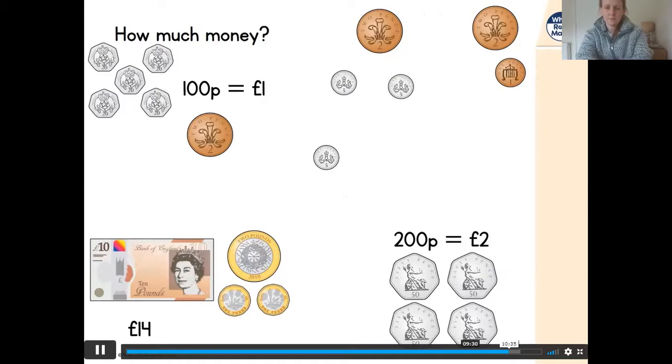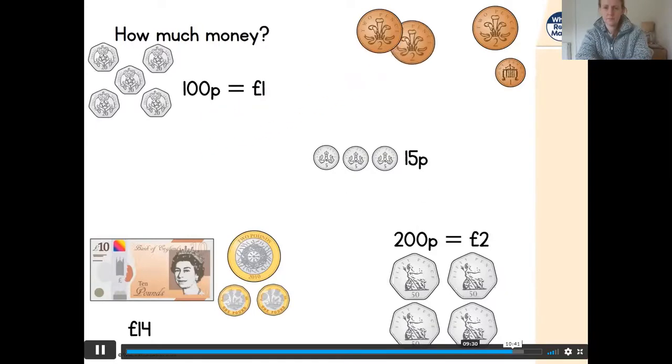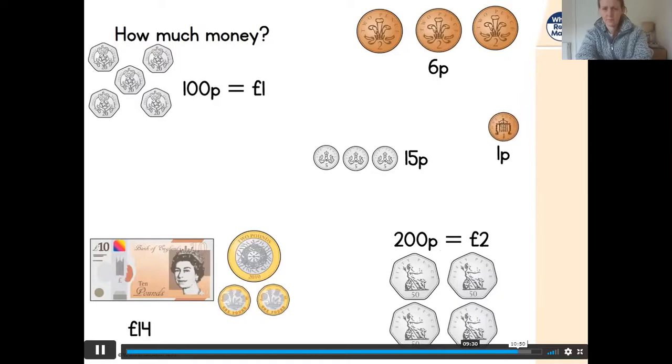Let's do our 5p's. So we've not got anywhere near a pound there, have we? We've got 15 pence in 5p. We've got 3 2-pence pieces, so we've got 6 pence there. And to finish off, we've got one 1-pence piece, 1p.